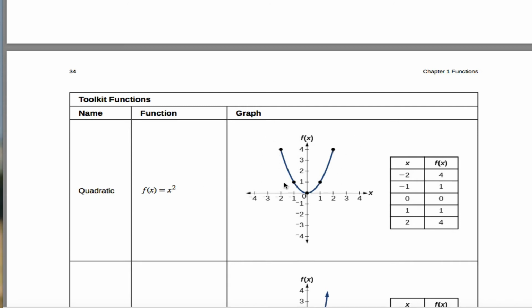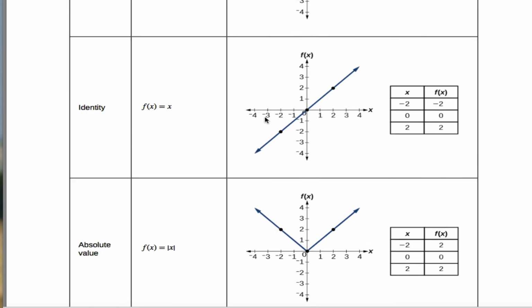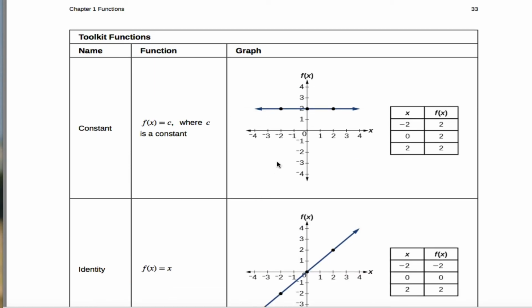If you have a graphing calculator, you can figure that out. But I'm going to do a lot of things without a graphing calculator. So the idea here with these toolkit functions is there's 5 or 6 basic functions, which it's a good idea to know what they look like, very generally speaking.